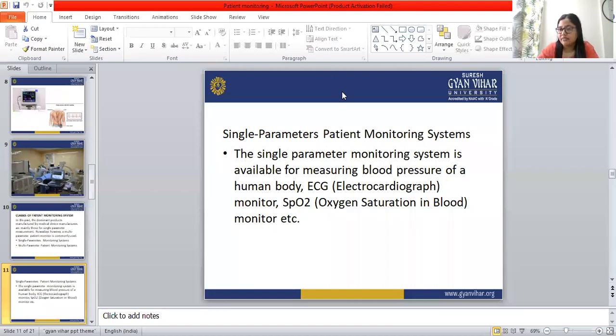So this is the difference between the single parameter patient monitoring system and the multi-parameter monitoring system.